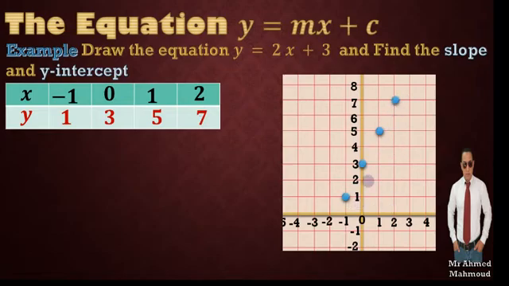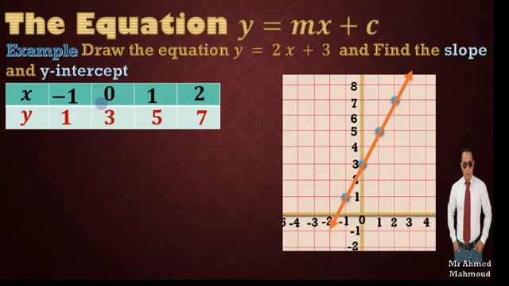Now you find that the 4 points are collinear. I will connect them by a straight line like this. So this equation is represented graphically by a straight line. Now I need to learn how I can identify the slope and the y-intercept from this equation. Okay, what is the slope? I can find the slope in three different ways.